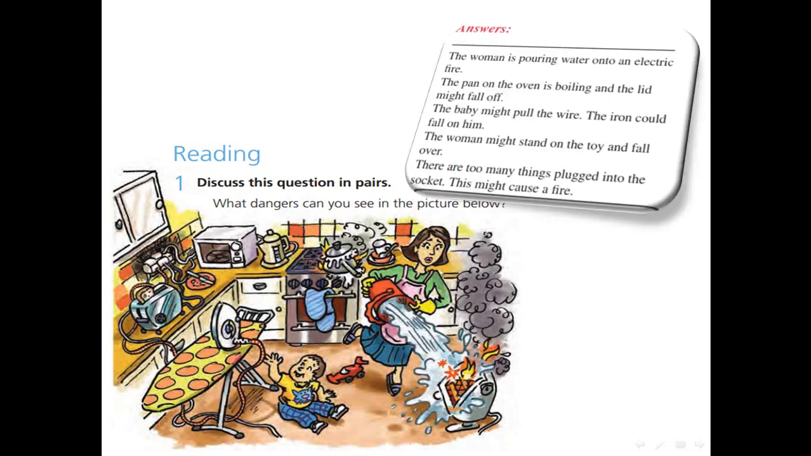Now, we can just summarize this. The woman is pouring water onto an electric fire. The pan on the oven is boiling and the lid might fall off. The baby might pull the wire. The iron might fall on him. The woman might stand on the toy and fall over. And also there are too many things plugged into the socket. This might cause a fire.